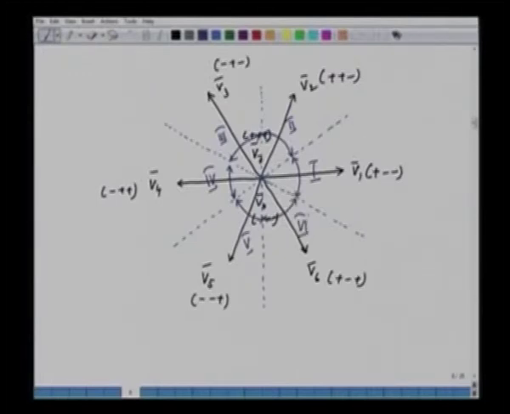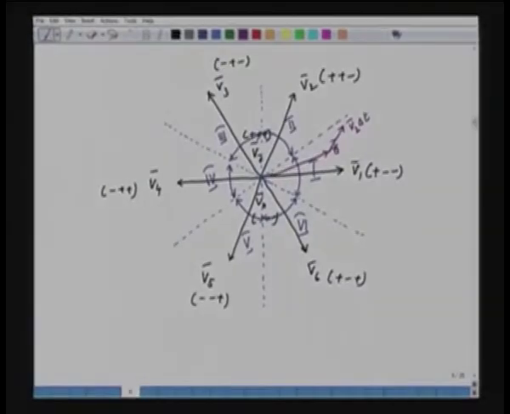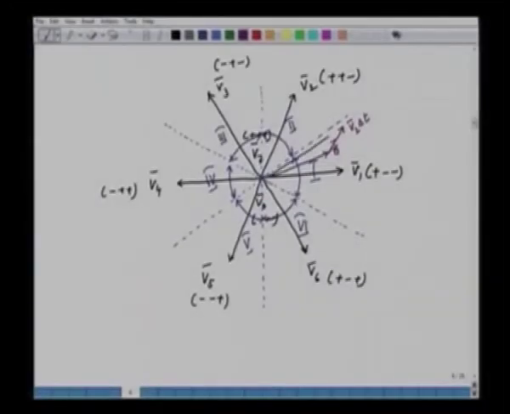So, we have 6 sectors in the space, and the stator flux, which is rotating at synchronous speed, can remain in any one of the 6 sectors. Say, for example, the stator flux can be somewhere in sector 1. This is psi s. And suppose I apply V2, V2 is along this direction. So, this is my V2 into delta t, which will be parallel to the original V2, and the resultant of this would be this.